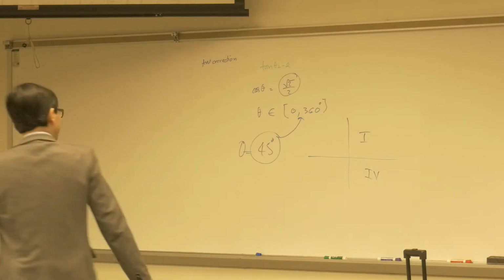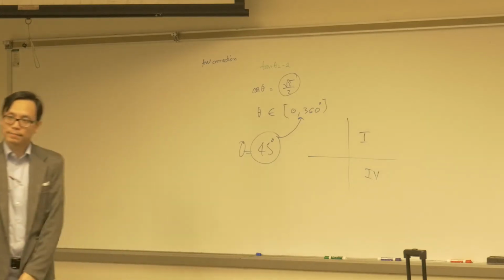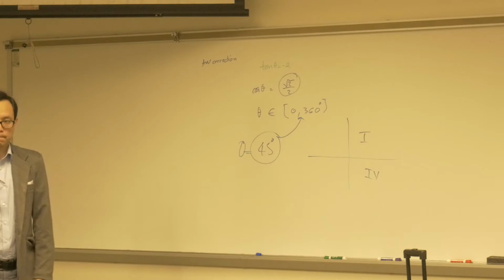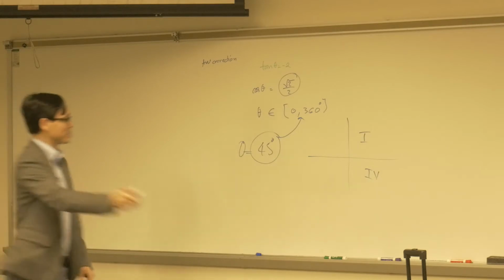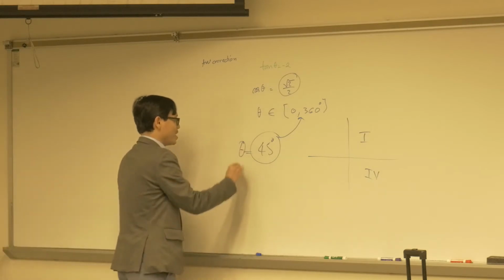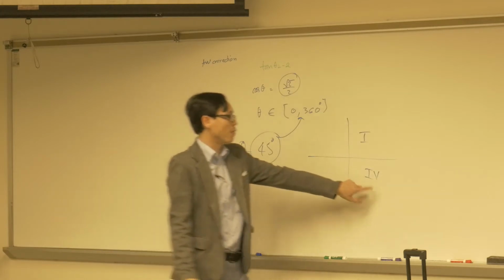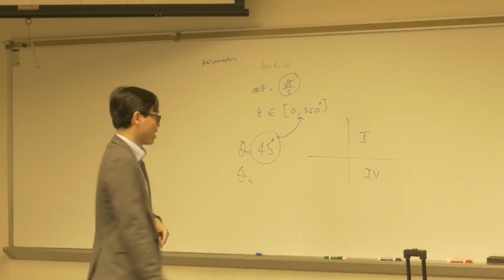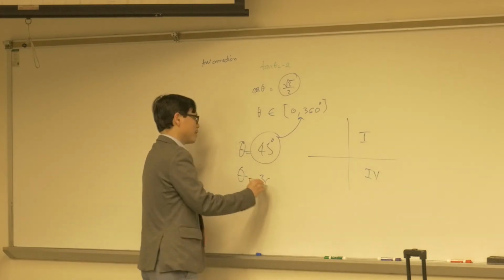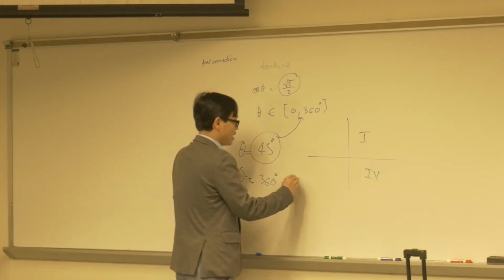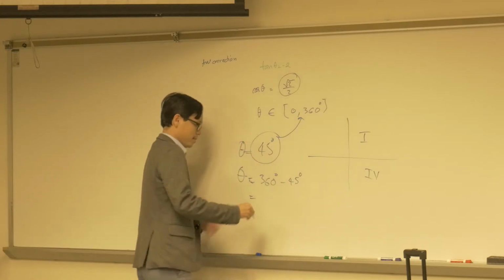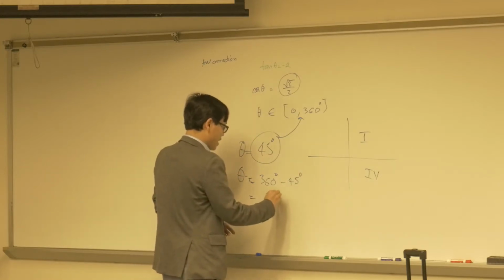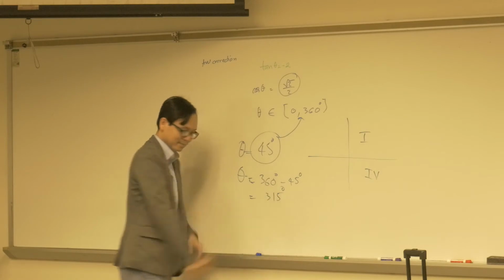Okay, I got all that. It's just that I put 45, 315, because of the 360. Correct. Another one, because it's in the fourth quadrant, is one of the cases I gave you last time. The fourth case, you take 360 degrees minus 45, which gives you what? 315. 315, exactly.